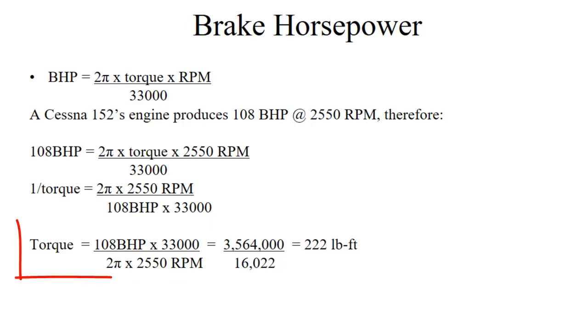And then we rearrange that, we flip it over. So torque equals 108 brake horsepower times 33,000 divided by 2 pi times 2,550. We do the math on that, and lo and behold, we get about 222 pound-feet of torque is what that engine is putting out. It's what it has to put out in order to create the horsepower at that speed.